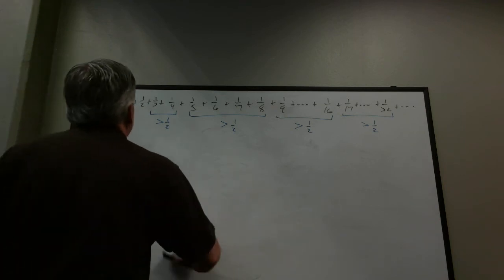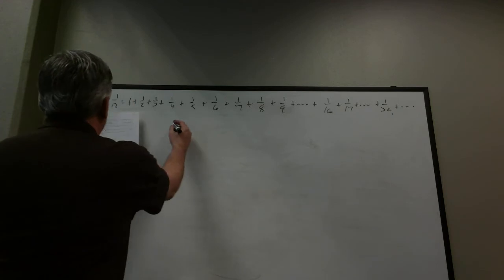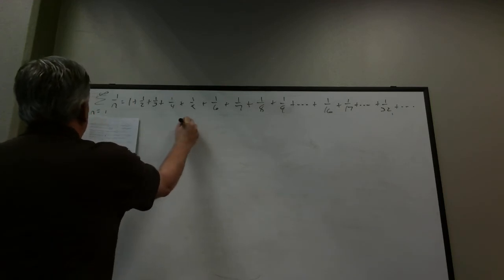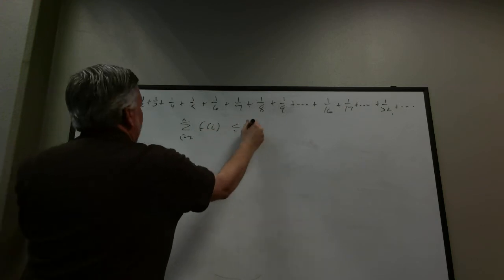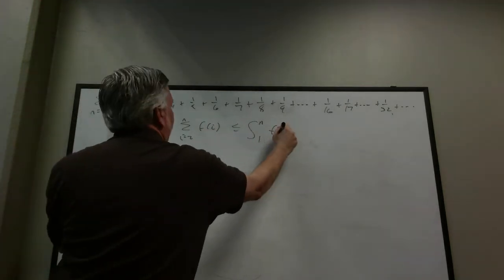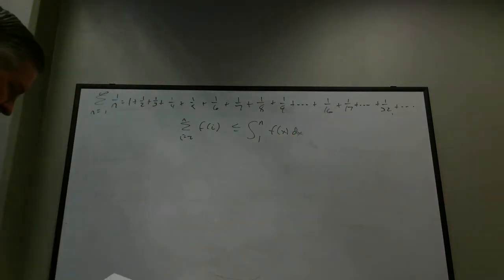Okay, so for part B, B says to use the proof of the integral test to show this certain inequality. Okay, so remember what we did above. We got the following. The sum from i equals 2 to n of f of i was less than or equal to the integral from 1 to n of f of x dx. Okay, so we proved that a little while ago, up above.